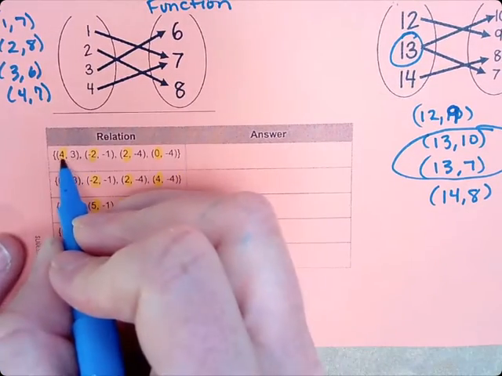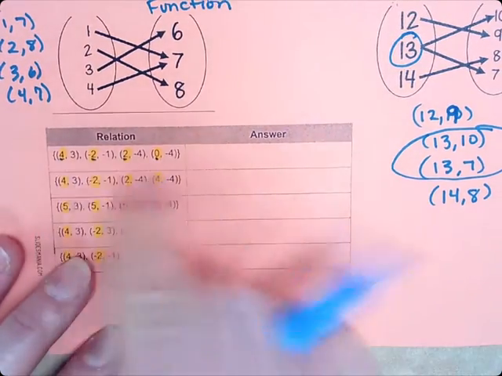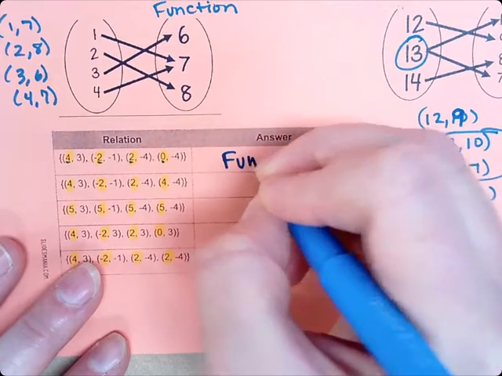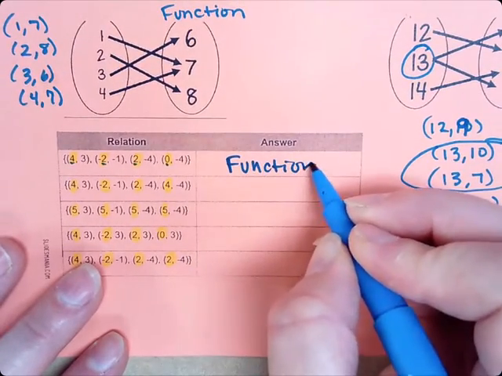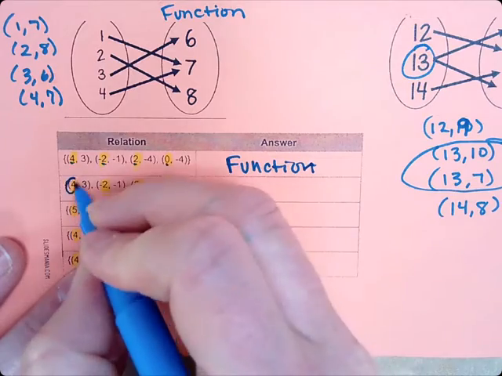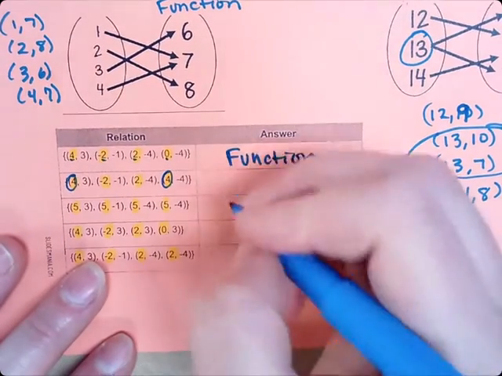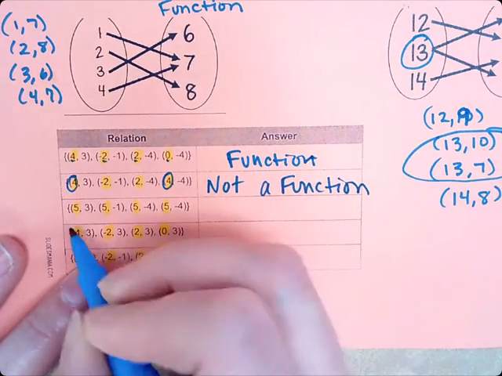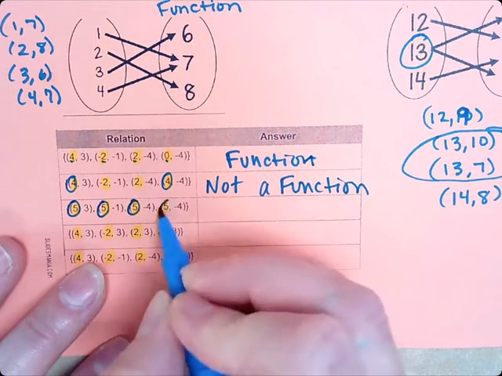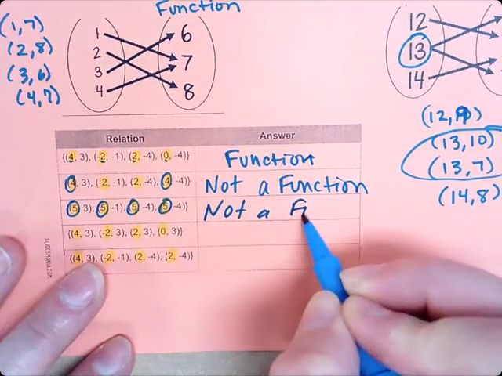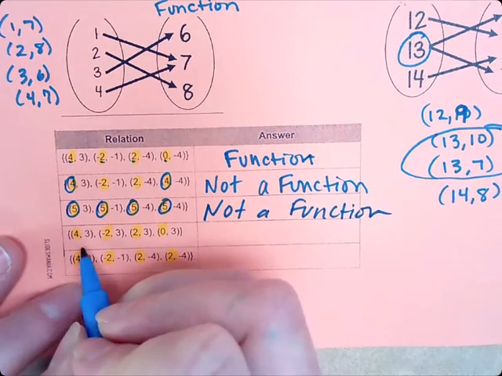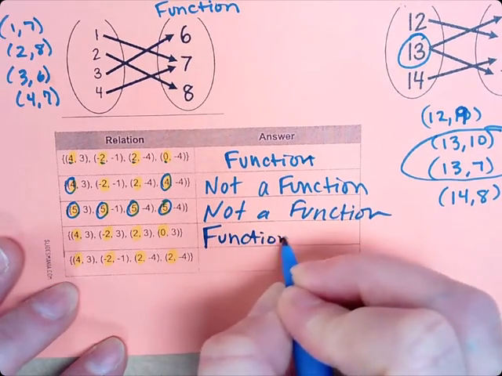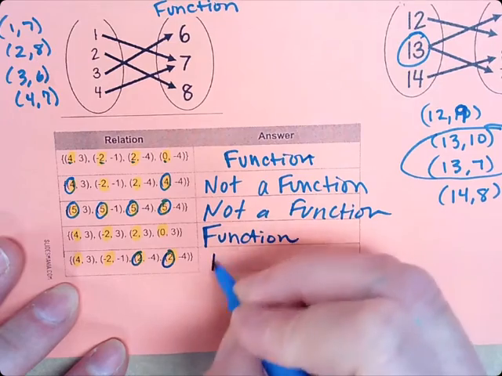Okay, so let's look at it. The first one, I highlighted the x values. First one is a function. Second one, not a function. The 4's repeat. The next one, yep, not a function. Next one, no repeat, so it is a function. And then the last one, not a function.